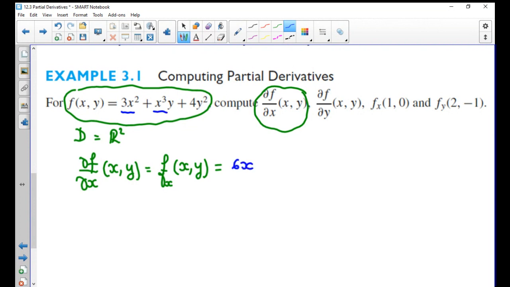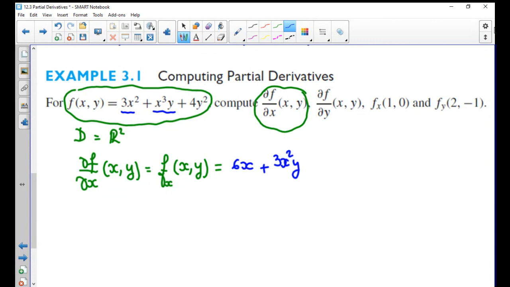6x. Then we differentiate x cubed y. Now, here you have to be a bit careful. y is a constant because we're taking the derivative with respect to x. So y, you should understand as a constant like a 5, 6, whatever it may be. So what is the derivative of this then? 3x squared times y, exactly. So plus 3x squared y.